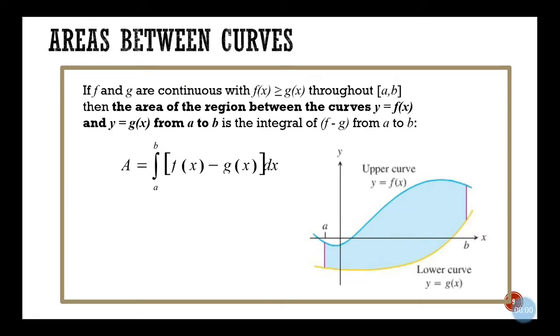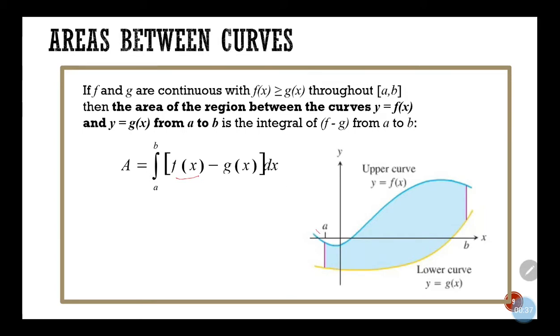Okay, so now we come to the second part of today's asynchronous lecture. Alright, the next subtopic is still about area, but now it is area between curves. Say you have two functions f and g, where both functions are continuous with f more than or equal to g throughout the interval a to b. Then the area of the region between the curves f(x) and g(x) from a to b is the integral of f(x) minus g(x) with respect to dx from a to b.